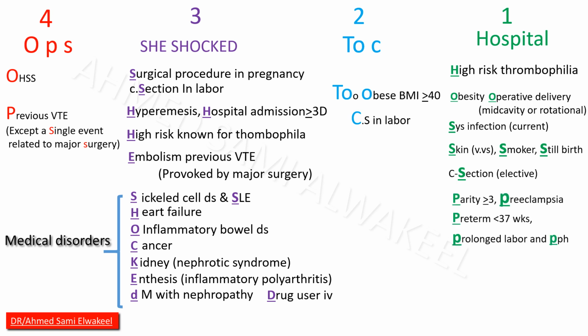B. Parity more than 3, preeclampsia, preterm before 37 weeks, prolonged labor, and postpartum hemorrhage. I for IVF and immobility. T. Twins, multi-gestational. A for age more than 35, and L. Low-risk thrombophilia.